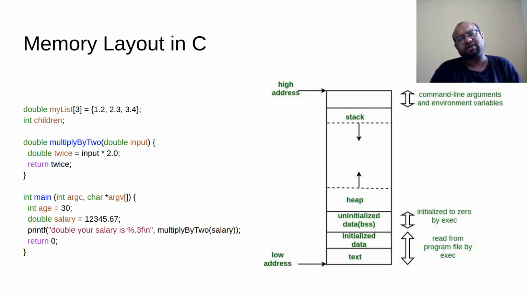So apart from these two, there are two other memories. The next that we are going to talk about is stack memory. Now what is allocated in stack memory is all the local variables.